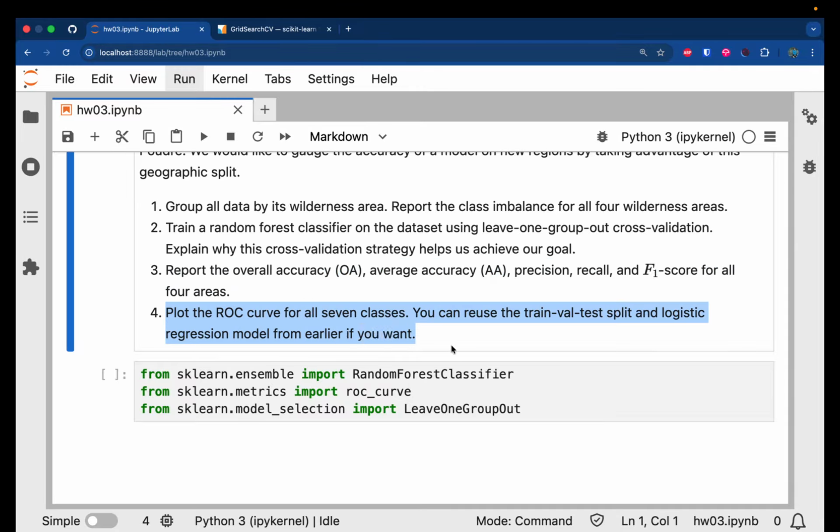You can reuse the logistic regression model if you want for here because it's just too slow to do all of them. Yep, question? So we're using the same data as for the... Yes, same data set. So you don't need to learn a new data set for this one.